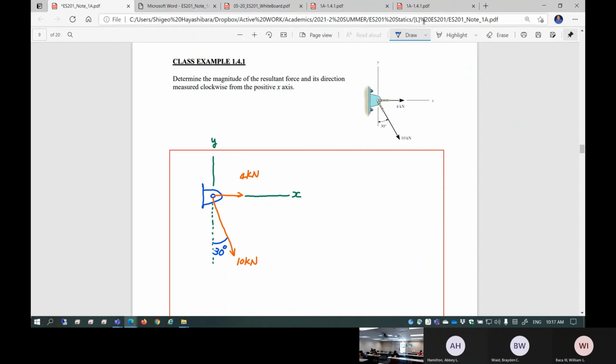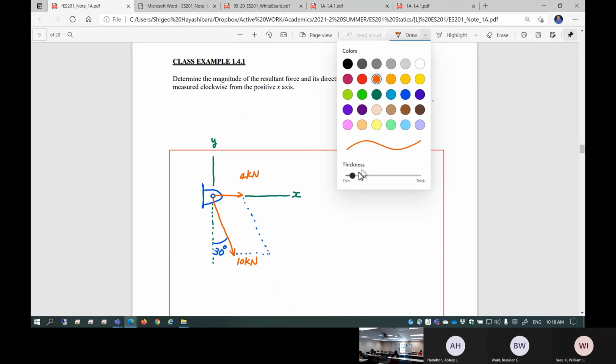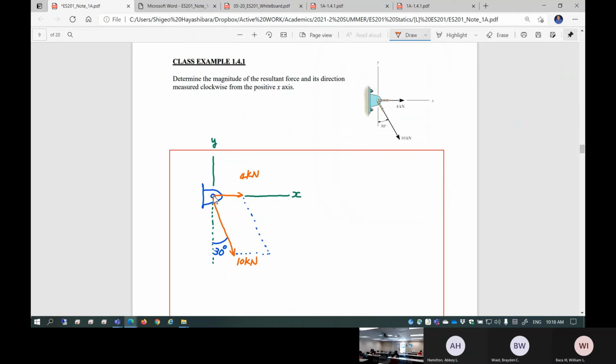So now I want to basically add them up by using parallelogram rule. So you're going to draw a parallel line, and you're going to find out the resultant of those two forces, just like this. So this is resultant force Fr. Okay?